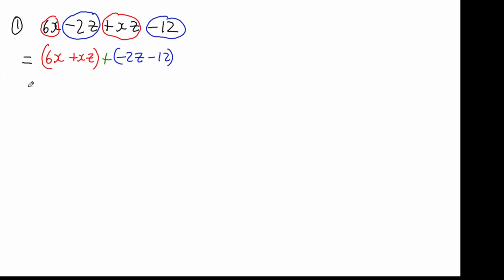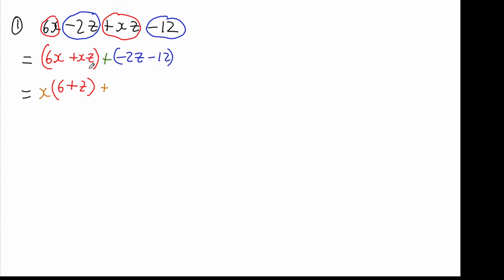So now what I want to look at is factorizing these. As I said, these two terms share a common x. So I can factorize out the x, and then on the inside, if I have 6x divided by x, I'm left with 6. And if I have xz divided by x, I'm left with z. And then we can add on our next two. Let's look at what I can factorize out of these. They're both negative and they can both be divided by 2.